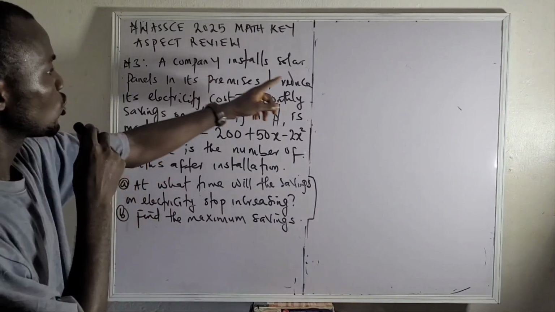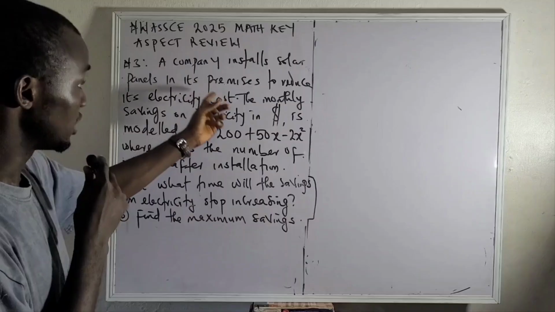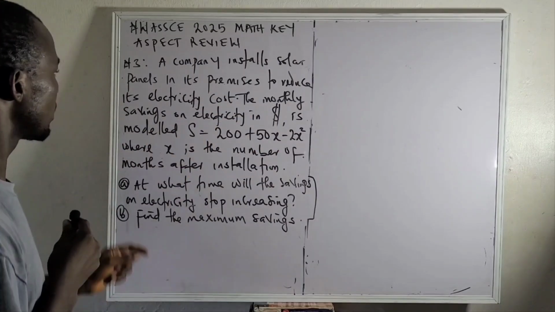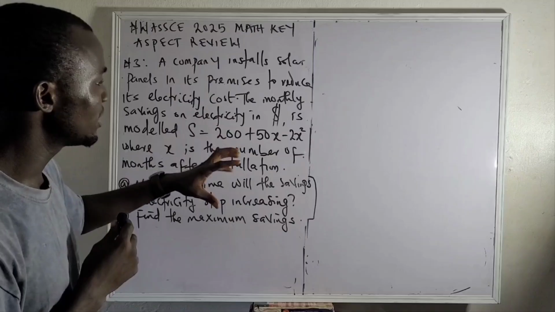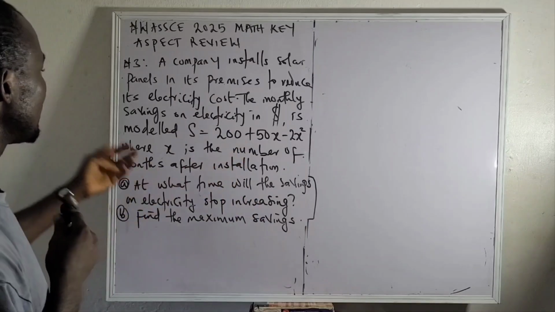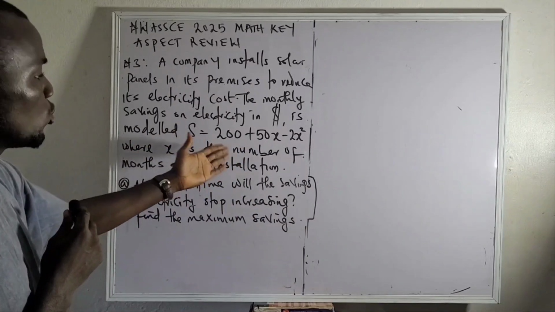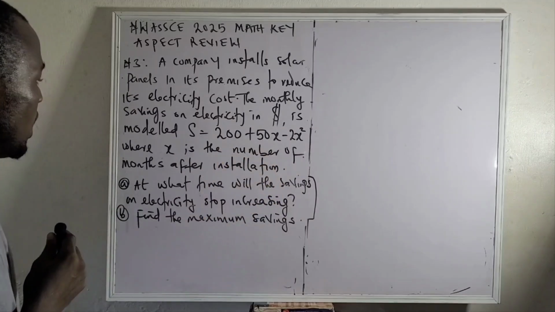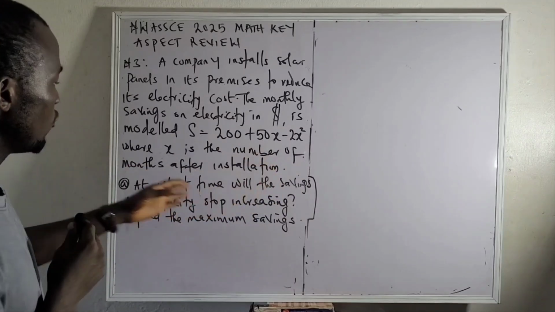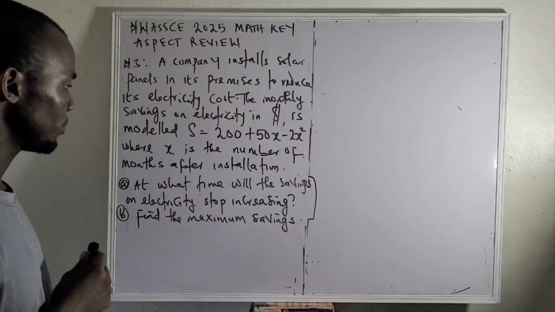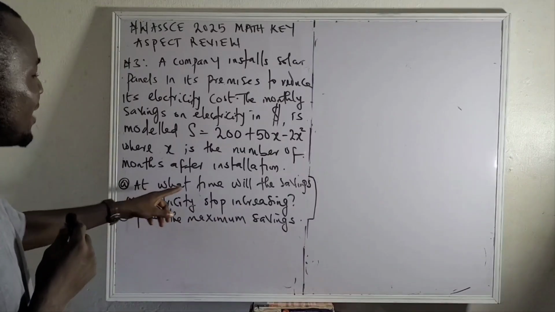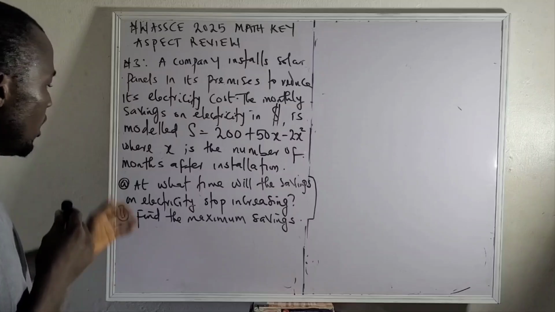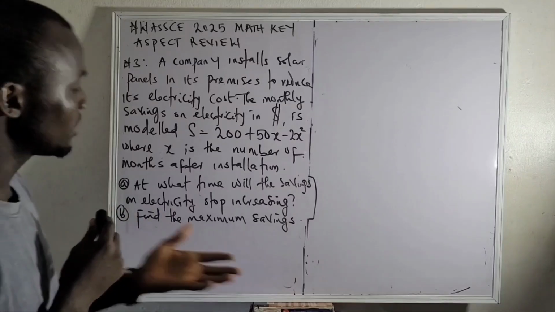A company installs solar panels on its premises to reduce its electricity cost. The monthly savings on electricity in dollars is modeled S equals 200 plus 50x minus 2x squared, where x is the number of months after installation. At A, at what time will the savings on electricity stop increasing? B, find the maximum savings.